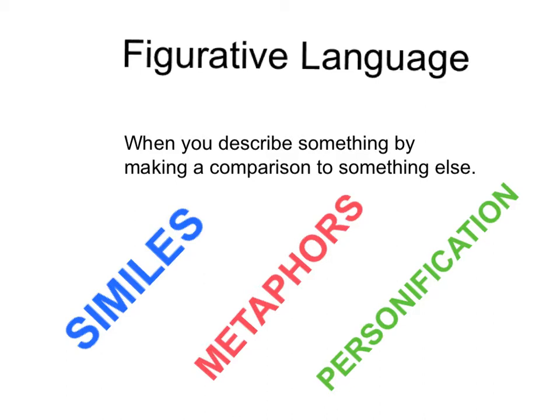Okay? When we're reading, we often come across sentences or phrases or even pictures that help create mental pictures in our own head. This is when figurative language is working at its best. And the three types of figurative language we're going to look at are similes, metaphors, and personification.